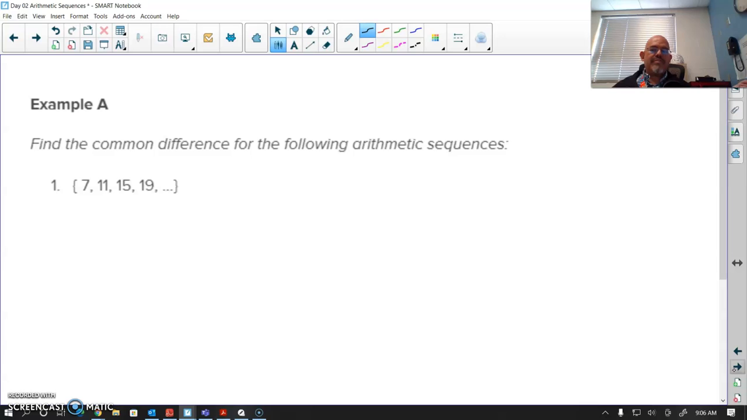Okay, so it wants us to find the common difference. You know how to do it. All you do is take the first two numbers and subtract them, 11 minus 7, and that gives us a common difference of 4. You do the same thing here, just to check: 15 minus 11, that's also going to be 4. So our common difference is equal to 4. And we're going to use this to build a sequence. We're going to build both something called explicit and recursive sequences.